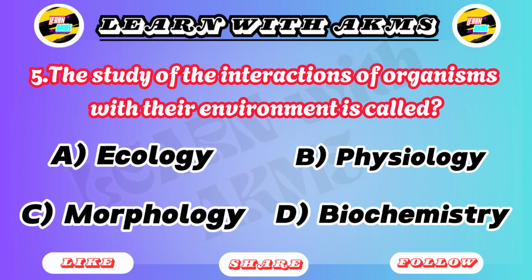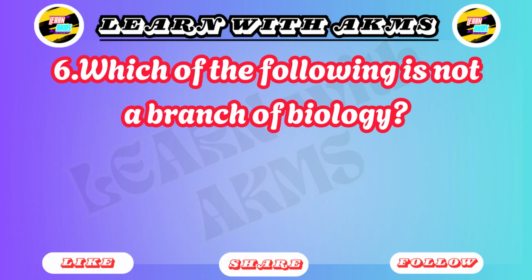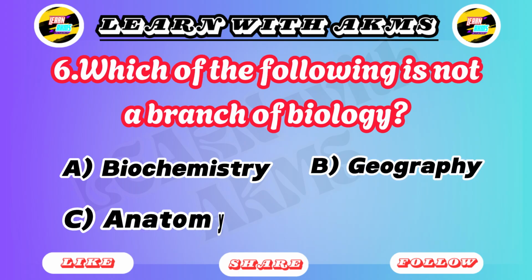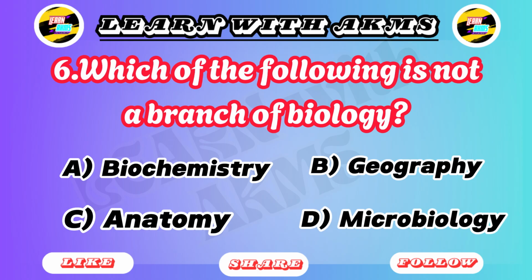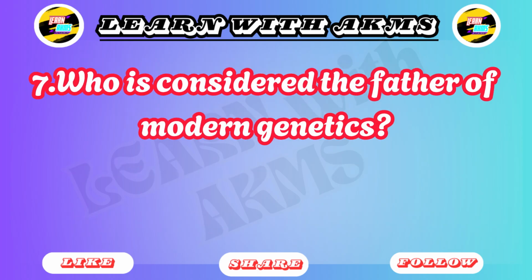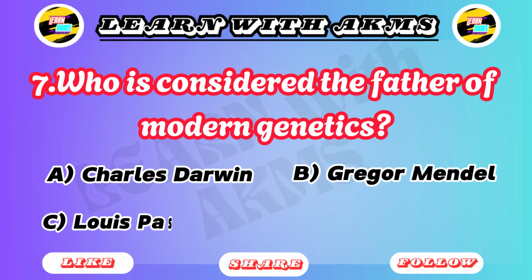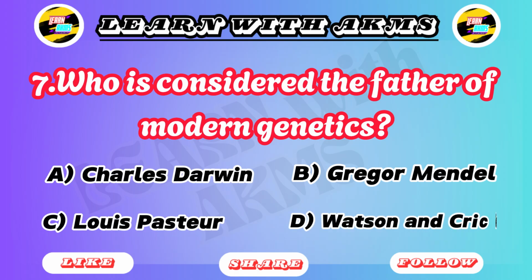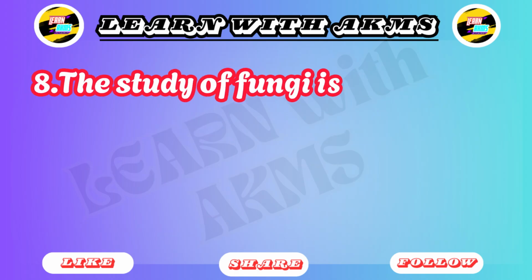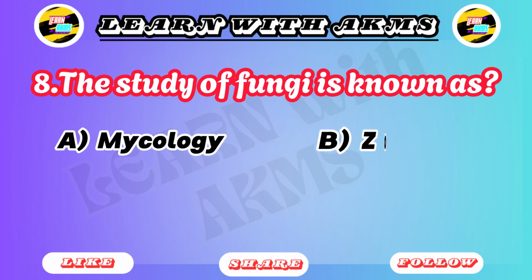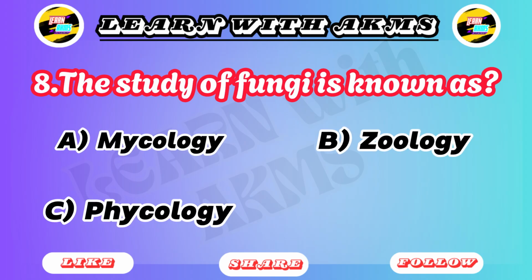D. Biochemistry. 6. Which of the following is not a branch of biology? A. Biochemistry. B. Geography. C. Anatomy. D. Microbiology. 7. Who is considered the father of modern genetics? A. Charles Darwin. B. Gregor Mendel. C. Louis Pasteur. D. Watson and Crick. 8. The study of fungi is known as: A. Mycology. B. Zoology. C. Phycology.